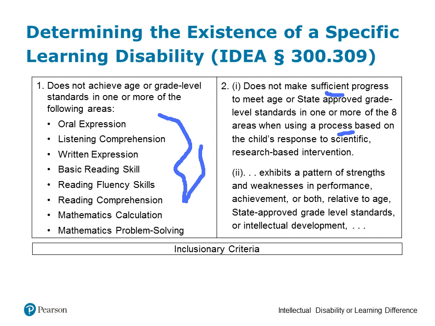Or maybe a third method that you might be able to use is to look at whether there's a specific pattern of strengths and weaknesses in performance, maybe in achievement, or in both relative to age or grade level standards, or there might be a pattern of strengths and weaknesses in intellectual development. So either one of these would tell you whether, based on the data, the child might meet the criteria for classification of specific learning disability.